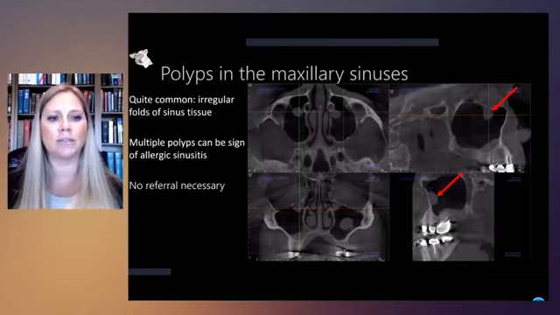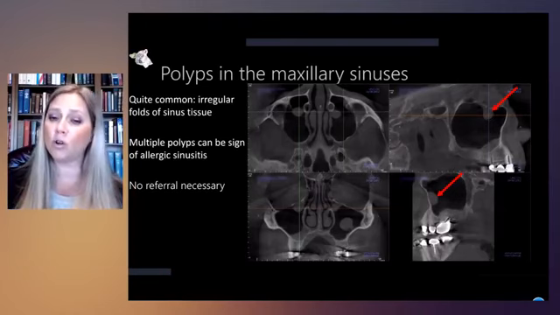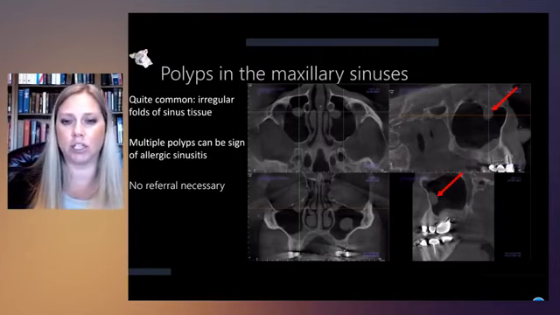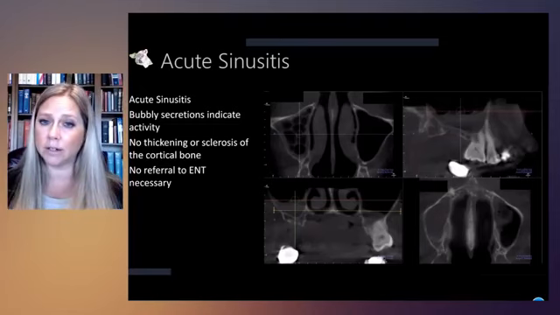It lets us know that we have some type of an allergic sinusitis. We want to look at the cortical borders, make sure that they're nicely intact, and make sure it's not something that's causing an issue for that patient. And we can see acute versus chronic sinusitis.